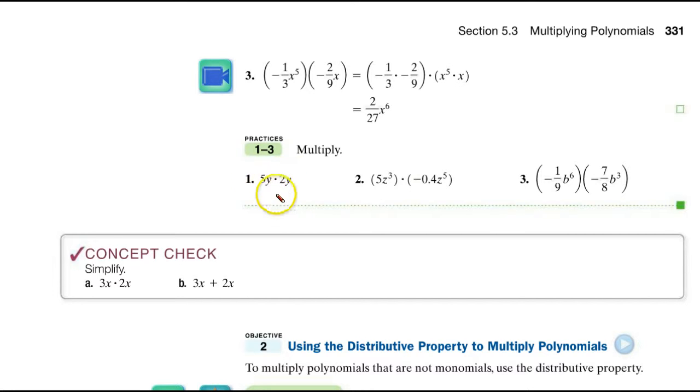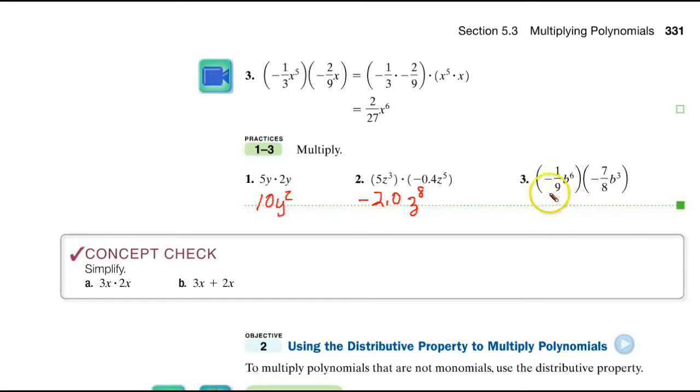Okay? And I think we can do these examples too. So this will be 10y squared, watching our sign. Now 5 times 4 is 20. We need one decimal place. The sign is going to be a negative 2. And then z to the 8th, adding your exponents.